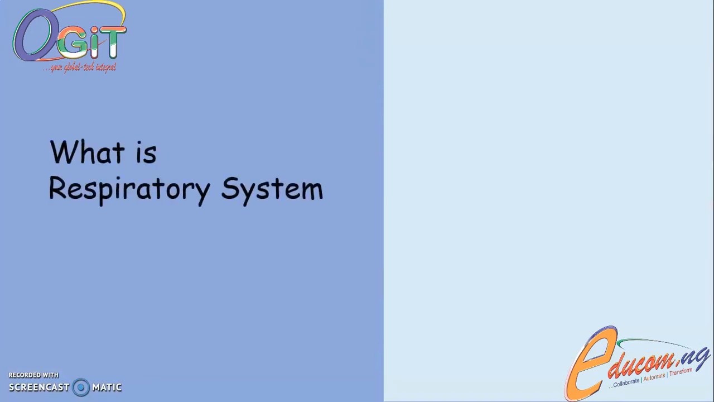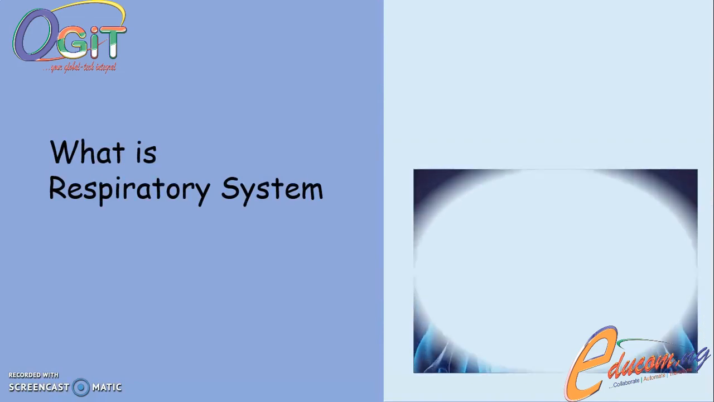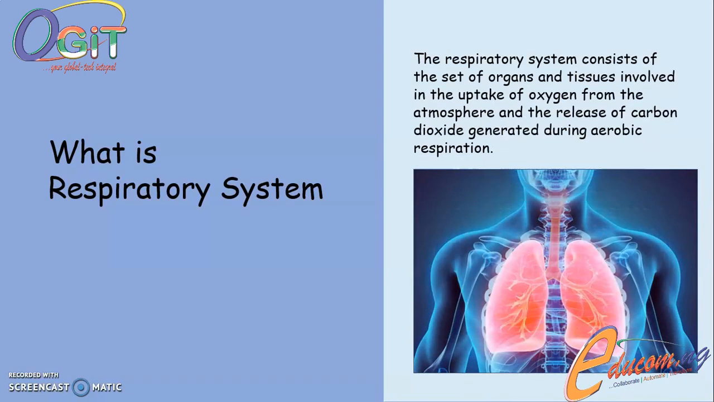What is respiratory system? The respiratory system consists of the set of organs and tissues involved in the uptake of oxygen from the atmosphere and the release of carbon dioxide generated during aerobic respiration. Furthermore, when we breathe, we inhale oxygen and exhale carbon dioxide. The so-called exchange of gases is necessary for metabolic activities and can be considered a chemical process.